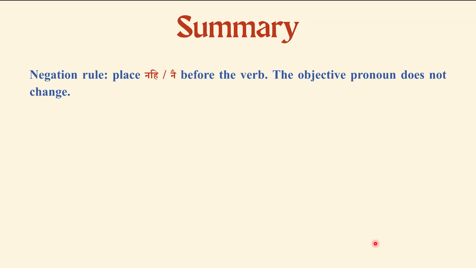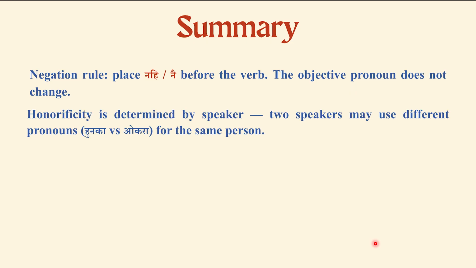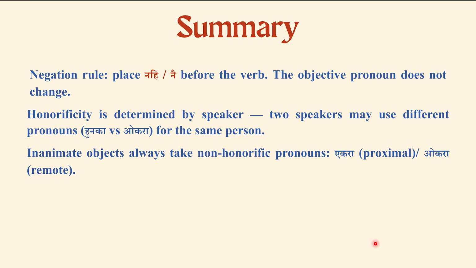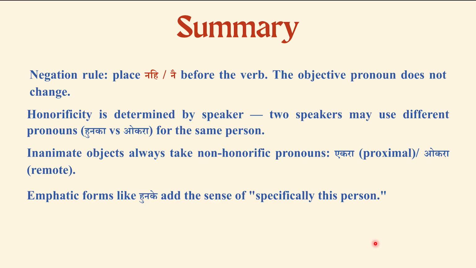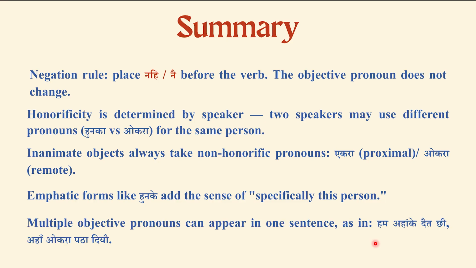So let's summarize it. In the negation rule, we have the simple thing, nahi, and nahi has to be used before the verb to negate any sentence. The objective pronoun does not change. Honorificity is determined by the speaker. Two speakers may use different pronouns, hunka or okra, for the same person. Inanimate objects always take non-honorific pronouns, ekra, okra, unless you somehow humanify or personalize something. Emphatic forms like hunke add the sense of specificity for any person they are attached to, and multiple objective pronouns can appear in one sentence, as in हम अहाँ का दैत छी और अहाँ ओकरा पठा दियौक.